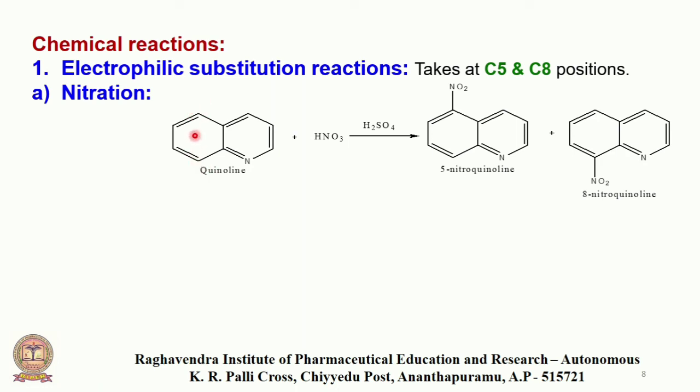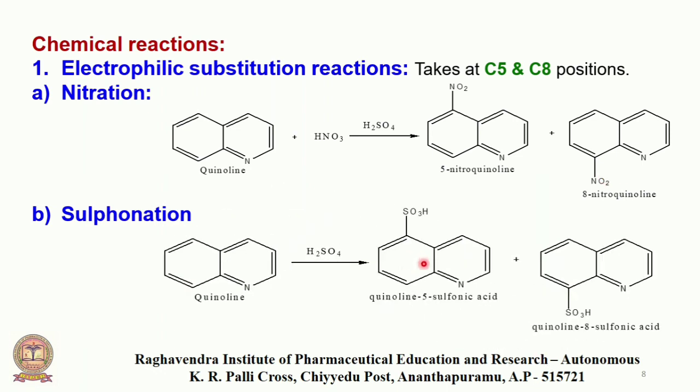For example, nitration: quinoline reacting with nitric acid in the presence of sulfuric acid gives 5-nitroquinoline and 8-nitroquinoline, a mixture of compounds. And sulfonation: same as nitration, it takes place at the 5th and 8th positions, and by reacting with sulfuric acid it gives quinoline-5-sulfonic acid and quinoline-8-sulfonic acid.